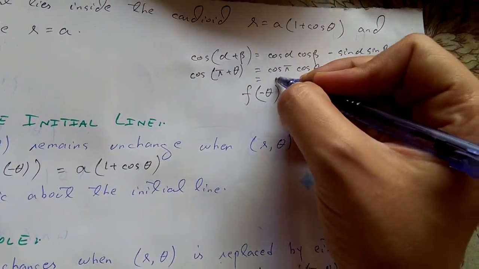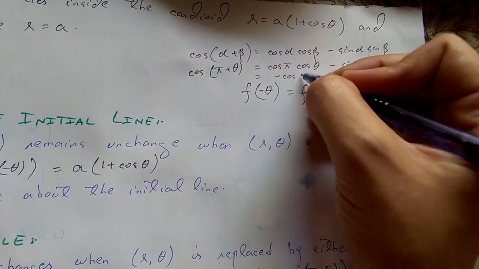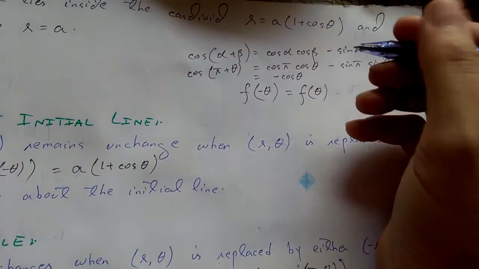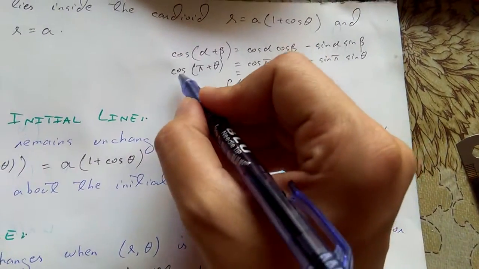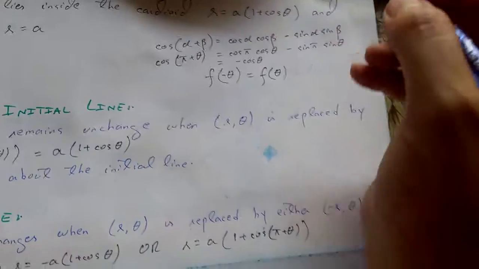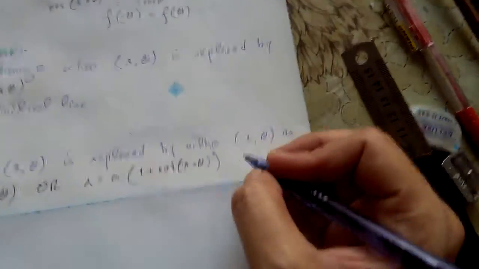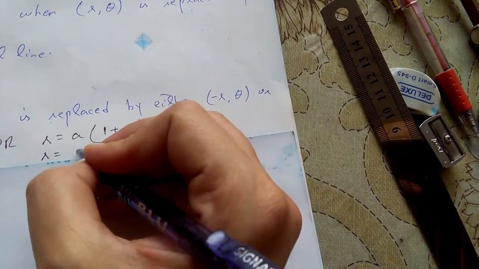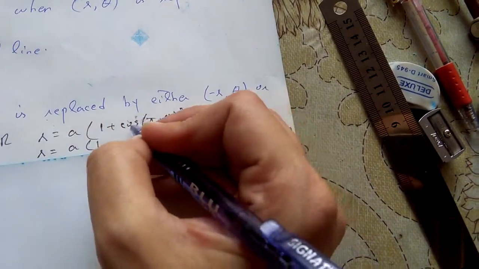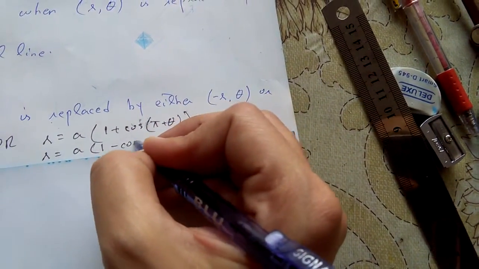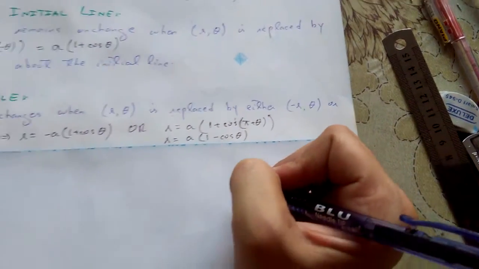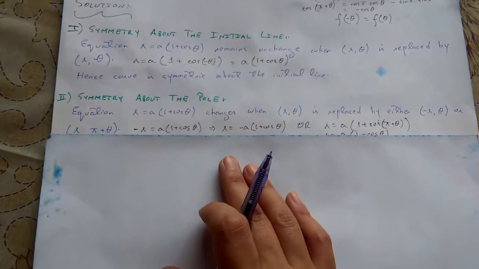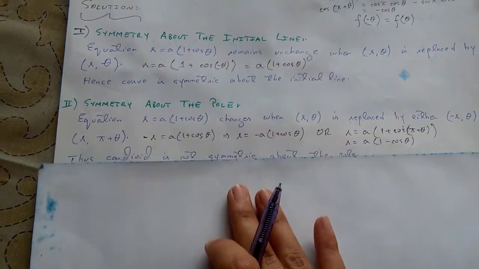So cos pi is negative 1, so it gives you simply negative cos theta, and this thing is 0, so this entire stuff becomes 0, so I'm not writing it here. So you see cos(pi plus theta) is equal to negative cos theta. I'm going to write it right at this place. So this shows that r equals a(1 minus cos theta). So you see the function is changed. It is not the same. So this shows that your cardioid is not going to be symmetrical about the pole.